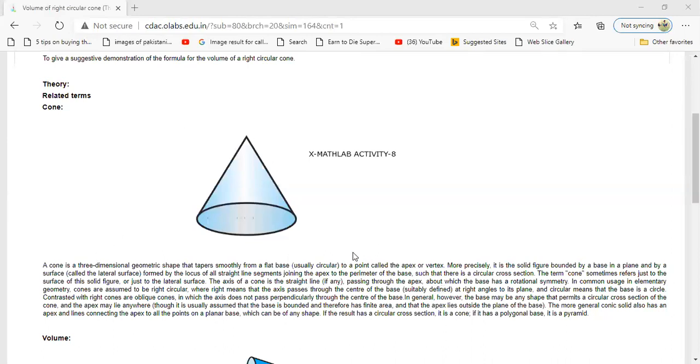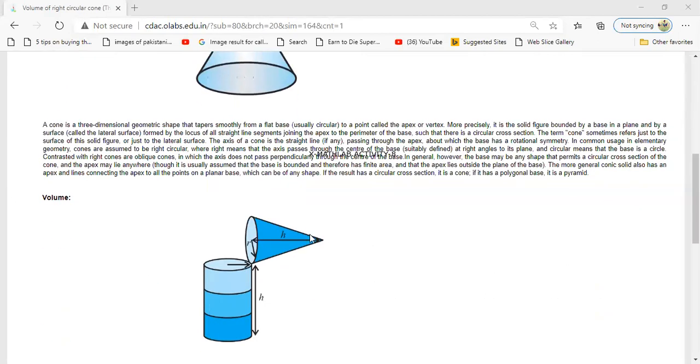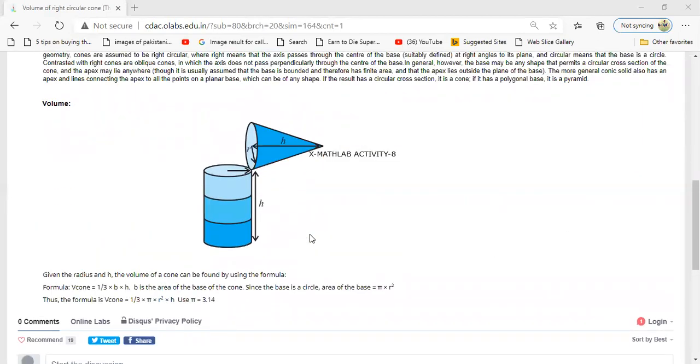You can go through these terms related. Volume. This whole activity will be based on this fact: if you take the same radius and the same height for the cylinder and for the cone, then 3 times the volume of the cone will be equal to the volume of the cylinder.